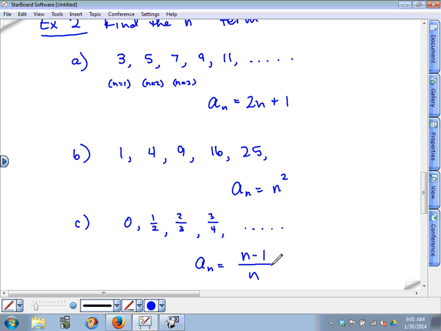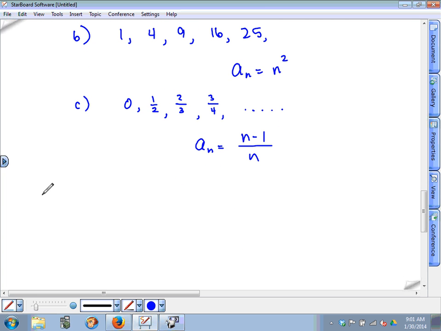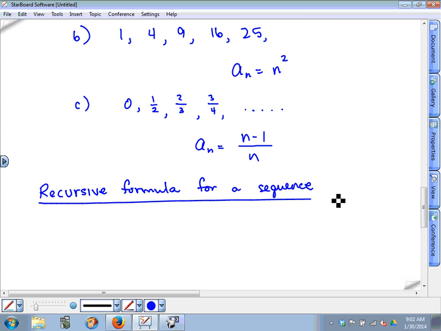Okay, let's go on to objective 2. What's that? That was objective 1. So, no, we're not going to have time to finish this whole thing today. Recursive formula for a sequence.